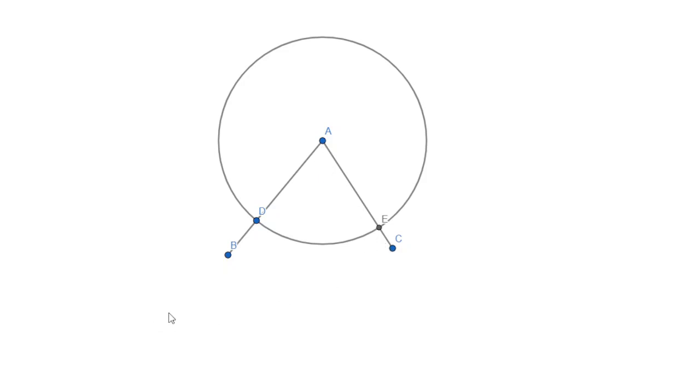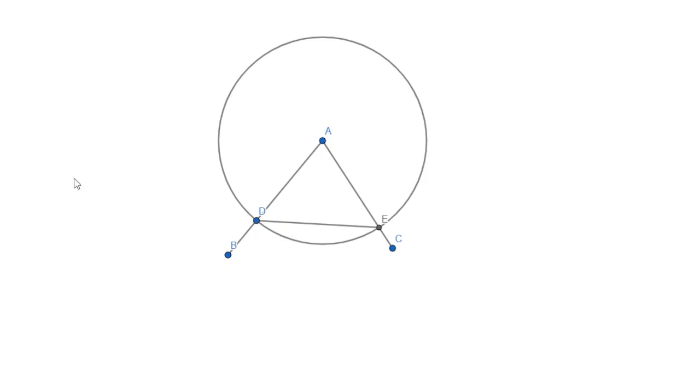Euclid continues: let DE be joined. Easily done. Let DE be joined. There we go. And then he says, and on DE, let the equilateral triangle DEF be constructed.